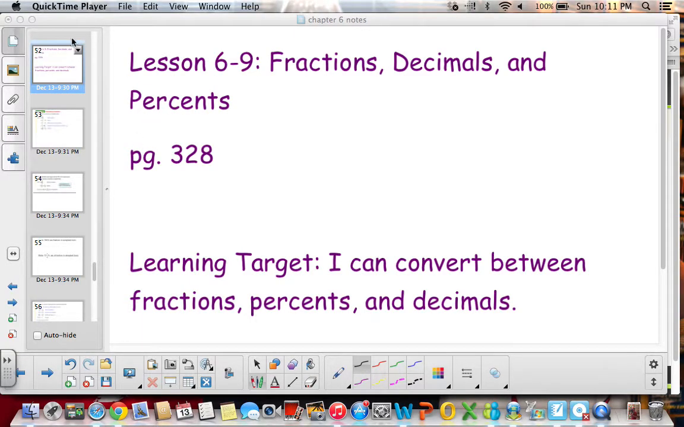Hi, 6th graders. We're on lesson 6-9, which is fractions, decimals, and percents. It begins on page 328, and our learning target is converting between fractions, percents, and decimals. So make sure that you label the top of your notebook and you write down the title so you're ready to go with your notes.